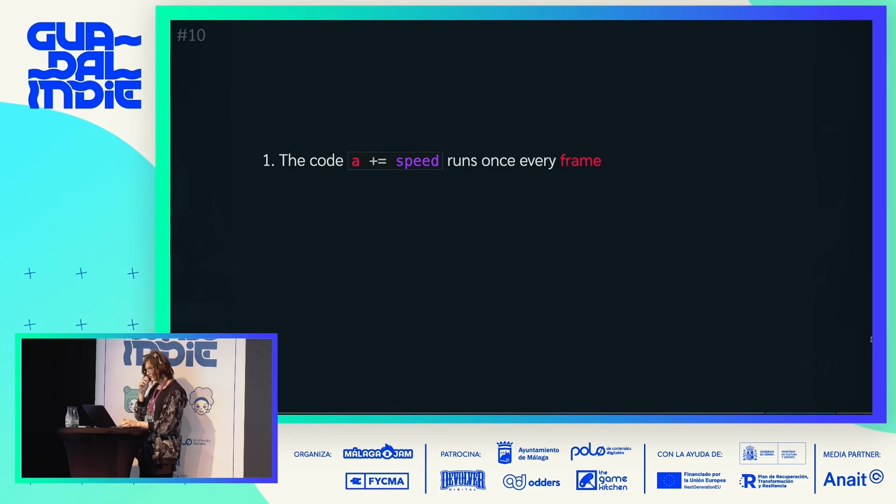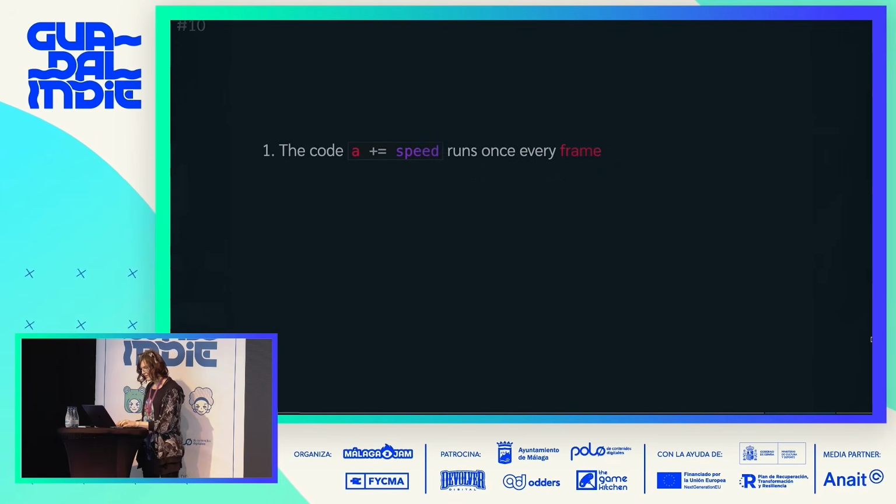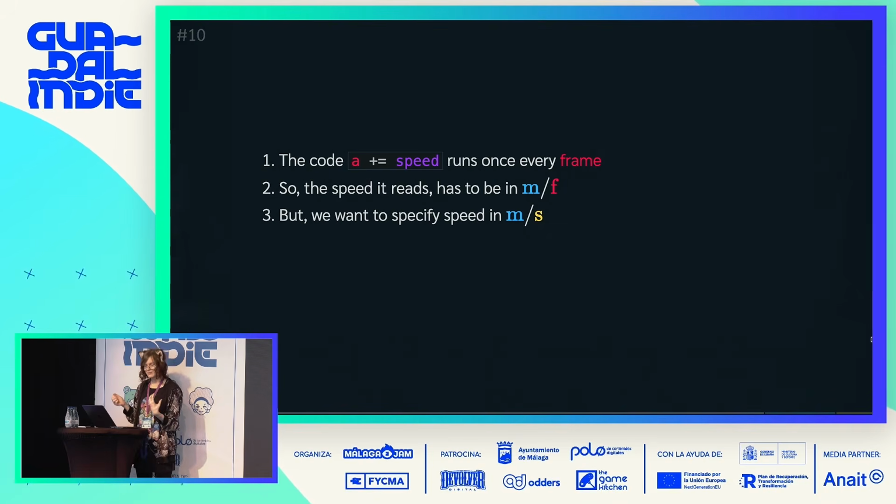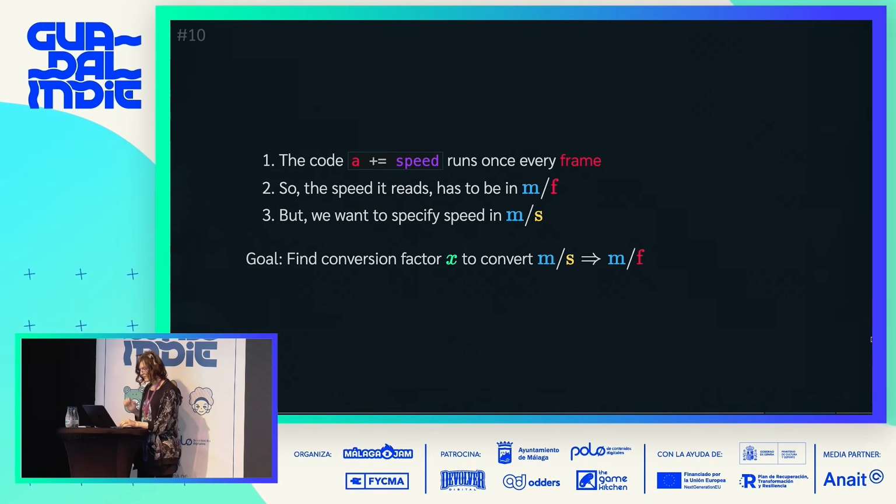OK, so just zooming out a little bit, what's happening is that the code a plus equals speed runs once every frame. So the speed value it reads here has to be in units of meters per frame. But we want to specify speed in meters per second. That's how we measure velocity of real-life objects, right? Not meters per frame. We don't care how quickly something moves per frame, right? But the problem is that the computer cares a lot about that. So our goal now is going to be to find a conversion factor, x, to convert meters per second into meters per frame.